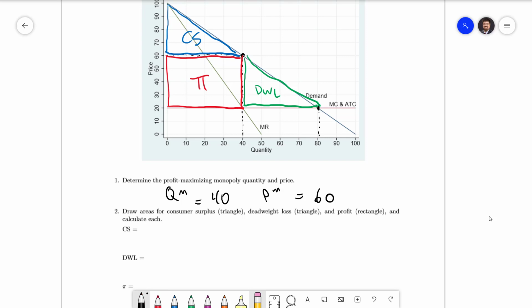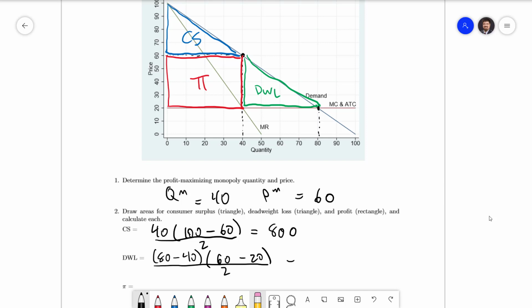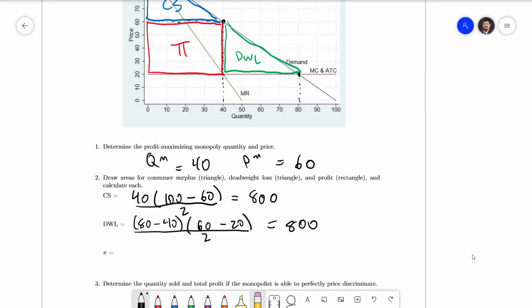Consumer surplus is a triangle with a base of 40 and a height of 100 minus 60, which is also 40. That's going to come out to 800. For deadweight loss, we've got a base of 80 minus 40 and a height of 60 minus 20. Both of those are 40. Divided by 2, that's also going to be 800. And finally, for the profit, we have a rectangle with a base of 40 and a height of 60 minus 20. Again, that's going to be 40. We're going to get 1600.